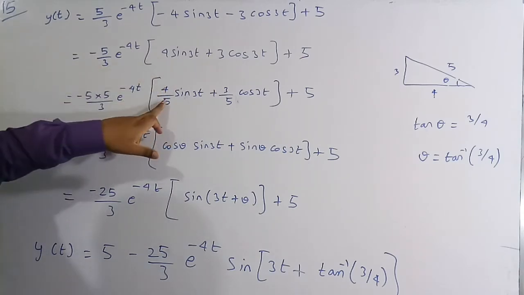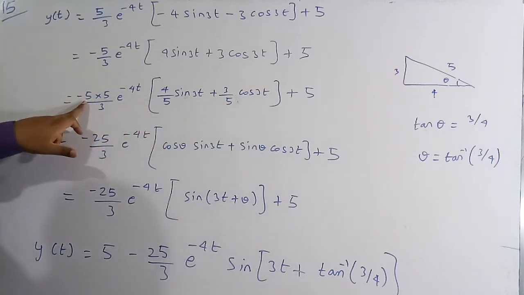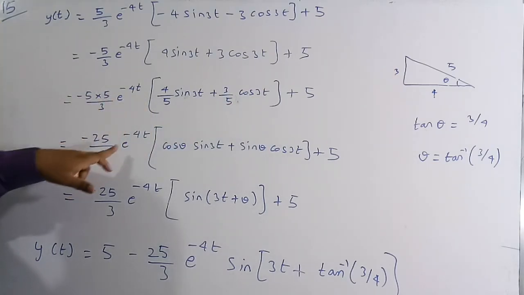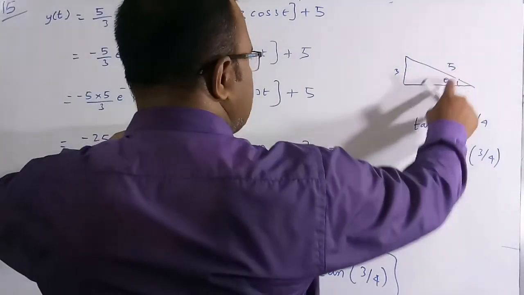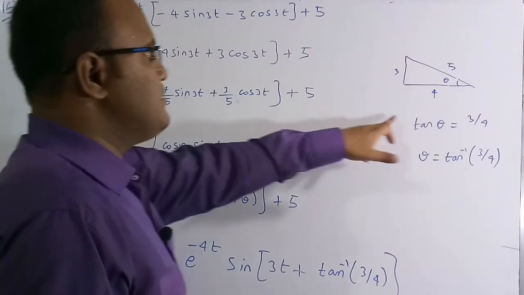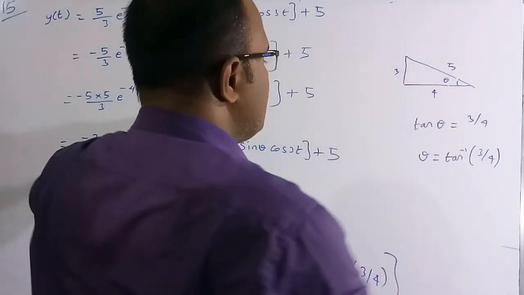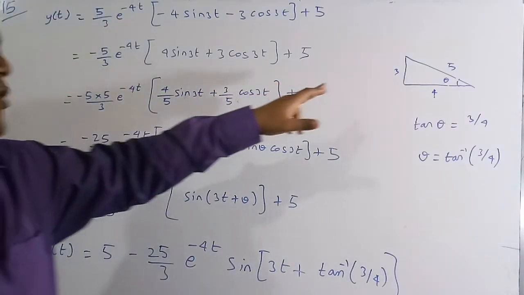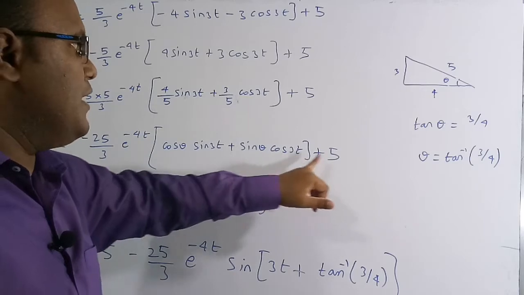So therefore here 4 by 5 sin 3t and here 3 by 5 cos 3t, here into multiply by 5. So 5 fives are 25. So finally we are going to get minus 25 by 3 into e to the power of minus 4t. Here 4 by 5 is nothing but cos theta, because adjacent by hypotenuse is cos theta, and the same thing here. 3 by 5 is opposite by hypotenuse, which is sin theta. So therefore sin theta into cos 3t plus cos theta into sin 3t.